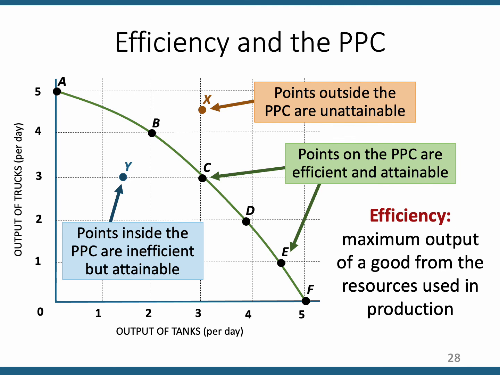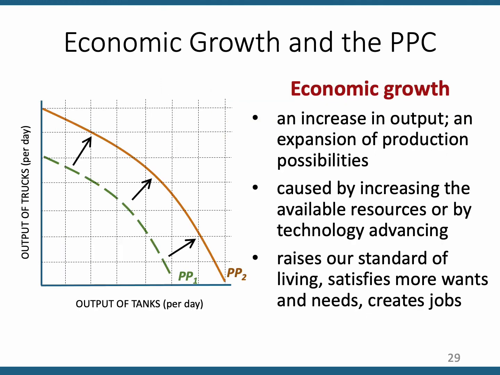Again, this is making the point that if you're on the curve, you're using all your resources. If you're inside the curve, you can do it. You have enough resources, but you're not using all your resources. In other words, you have high unemployment if you're at point Y. You do not have enough resources to produce outside the curve, point X, for example. You don't have enough workers to produce those quantities of tanks and trucks.